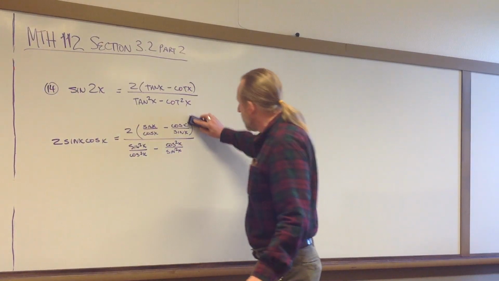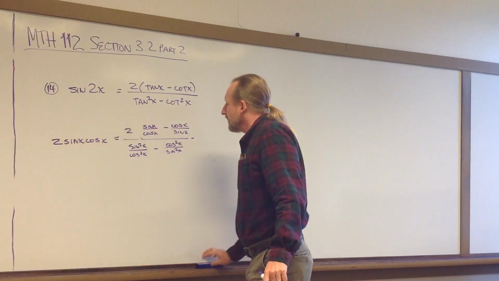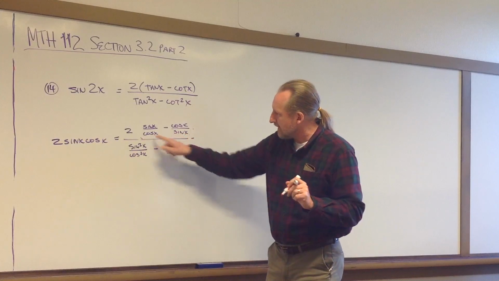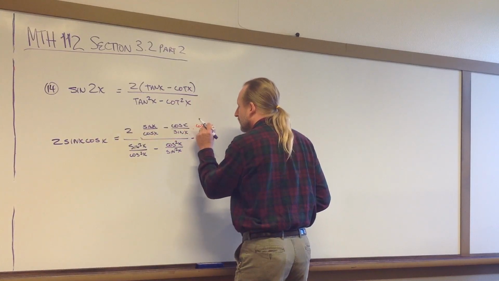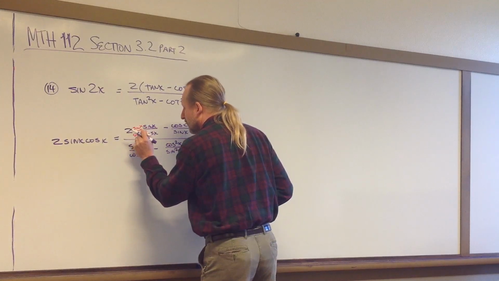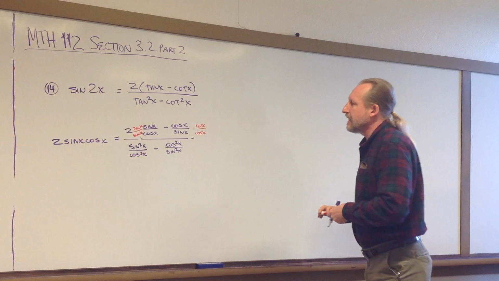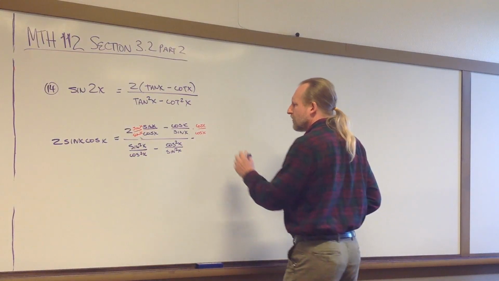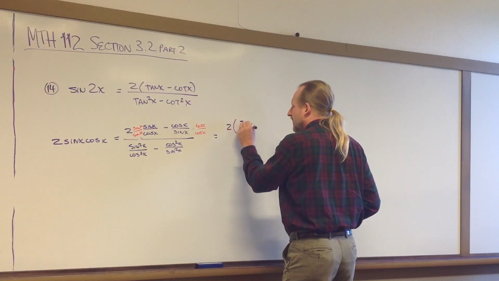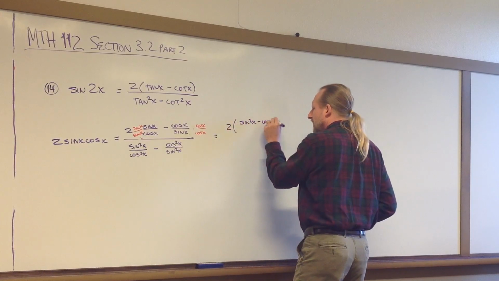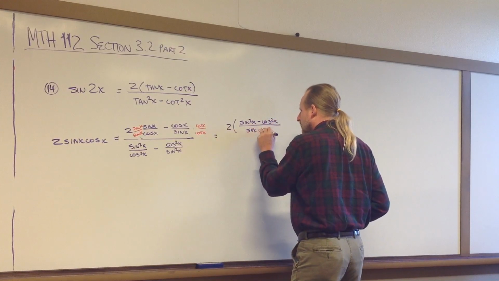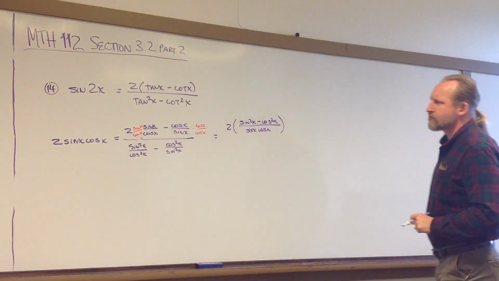Up here, I'm going to need to make common denominators. So the common denominator is going to be sine x times cosine x. This one gets multiplied by cosine over cosine, that one gets multiplied by sine over sine. And so what do we get out of this then? This will be 2, and then sine squared x minus cosine squared x over sine x cosine x. Okay.